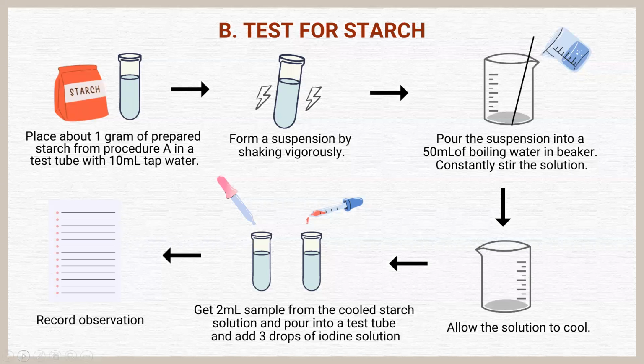For the second procedure, which is the testing of starch from the previous procedure, the first thing we need to do is to place 1 gram of prepared starch in a test tube along with 10 ml of water. Next is to form a suspension by shaking the test tube vigorously and pour the suspension into 50 ml of boiling water in a beaker, constantly stirring the solution, and allow it to cool afterwards. Get 2 ml of sample from the cool starch solution, pour it into a test tube, and add 3 drops of iodine solution. And lastly, record our observations in terms of the appearance, color, and maybe odor of the solution.